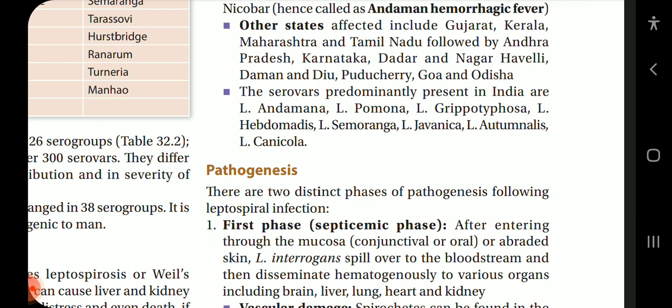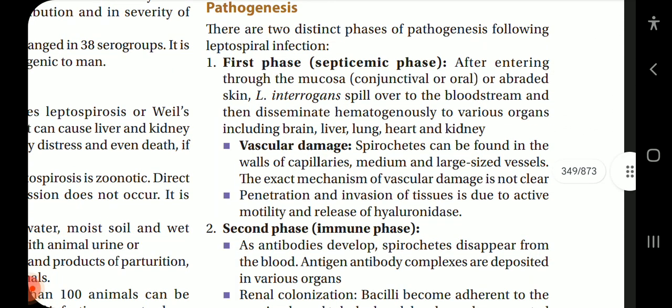The serovars predominantly present in India are Leptospira andamana, L. pomona, L. grippotyphosa, L. hebdomadis, L. semaranga, L. javanica, L. autumnalis, and L. canicola. Pathogenesis. There are two distinct phases of pathogenesis following the leptospiral infection.